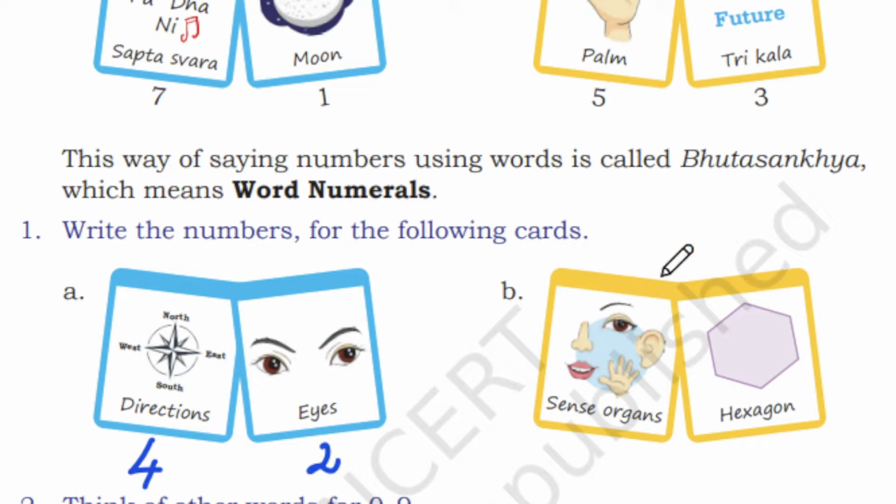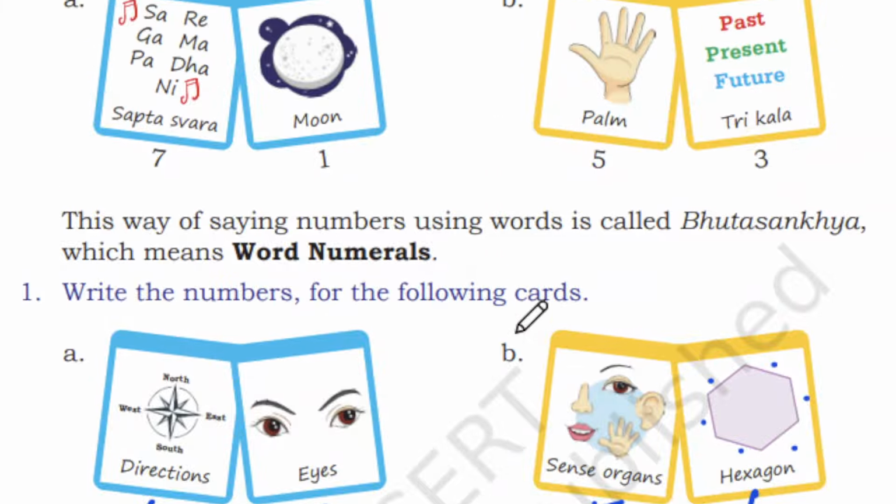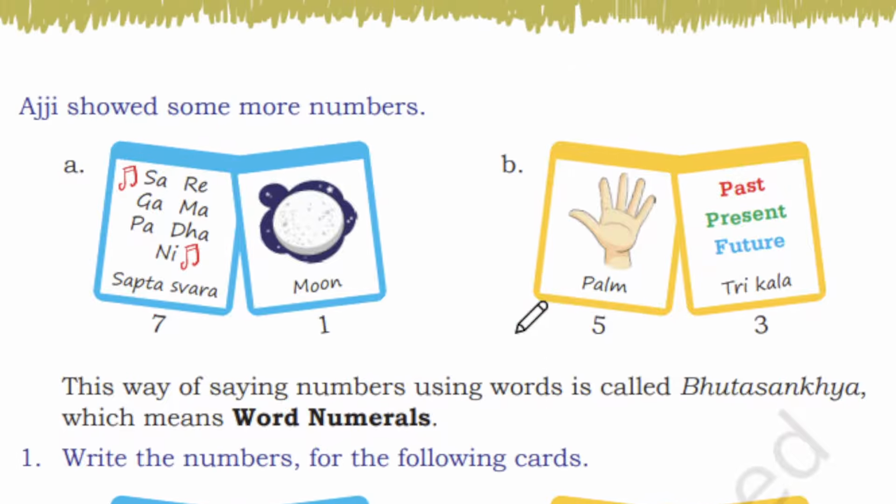And sense organs, how many sense organs do we have? Nose, eyes, ears, hand, and mouth. So 1, 2, 3, 4, 5. So 5. And hexagon, how many sides do we have? 1, 2, 3, 4, 5, 6. So we have 6. So this is 56. Okay, likewise you can make a few cards and you have to discuss the same in class.